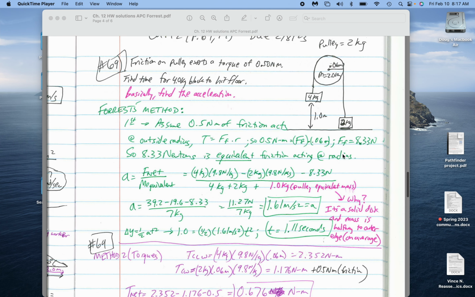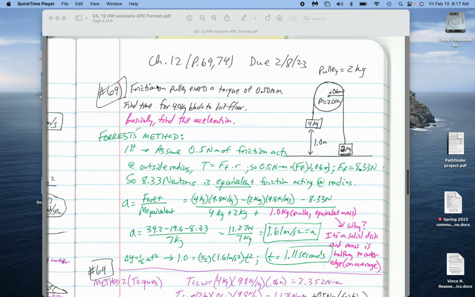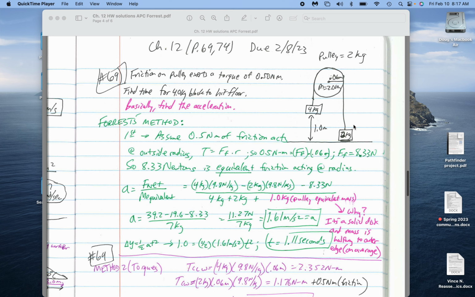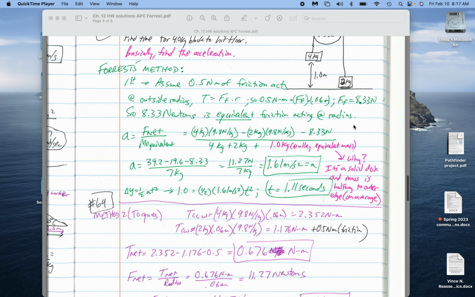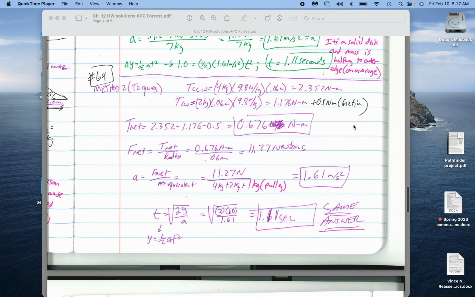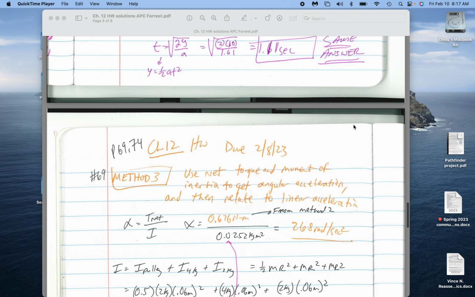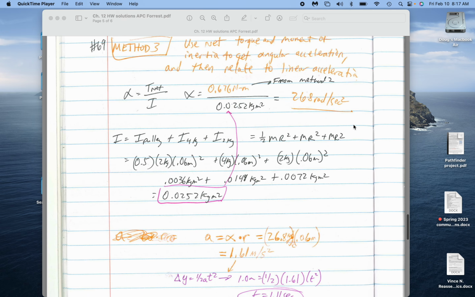For number 69, we are looking at this problem similarly to how I had it explained one in class. I have 3 methods of solving this. I'm not going to go through all 3 methods, but I would like you to look at all 3 methods. So those are the 3 methods.